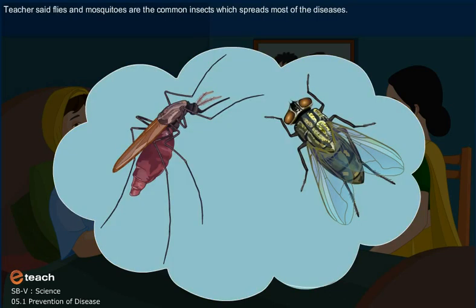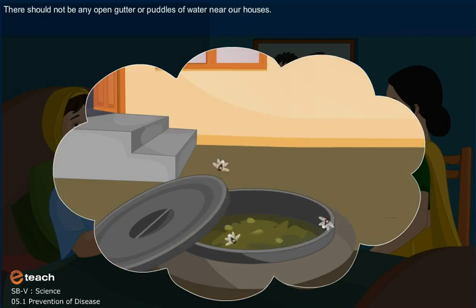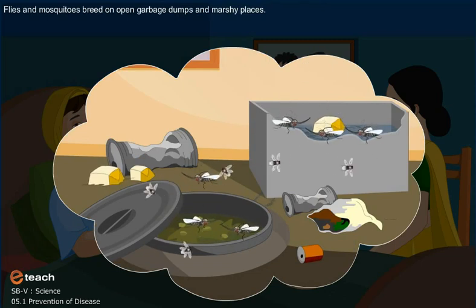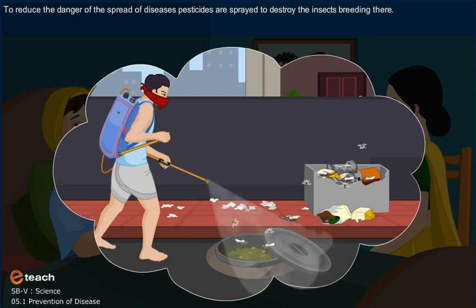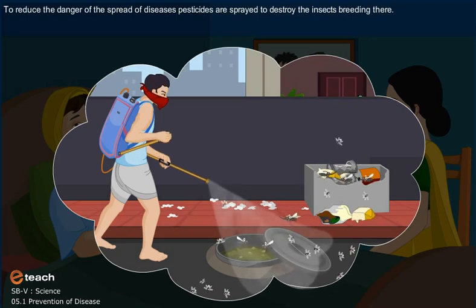Teacher said flies and mosquitoes are the common insects which spread most of the diseases. We should see that there is no accumulation of water anywhere during the rains or at any other times. There should not be any open gutter or puddles of water near our houses. Flies and mosquitoes breed on open garbage, dumps and marshy places. To reduce the danger of the spread of diseases, pesticides are sprayed to destroy the insects breeding there.